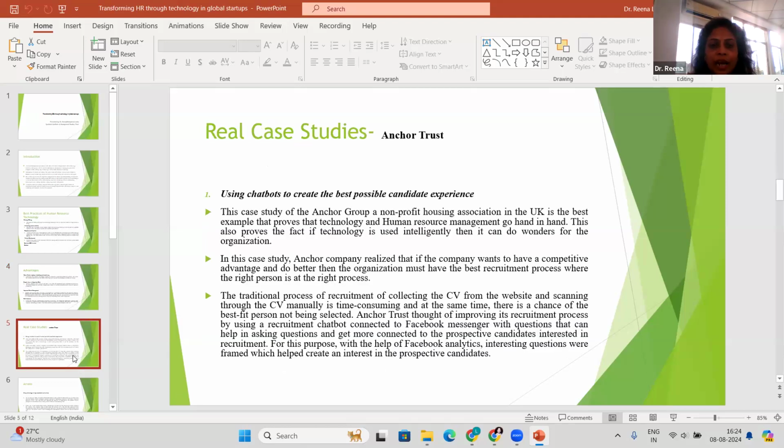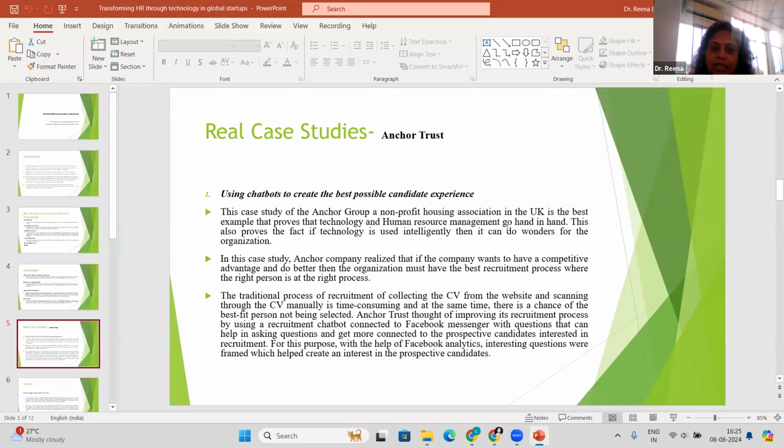I have taken help of real case studies where companies are using this HR technology to help HR perform better. In Anchor Trust, using a chatbot to create the best possible candidate experience has been taken care of. This case study of the Anchor Group, a non-profit housing association in the UK, is the best example that proves that technology and human resource management go hand in hand. In this case study, Anchor realized that if the company wants to have a competitive advantage and do better, then the organization must have the best recruitment process, so that the right person is in the right place.